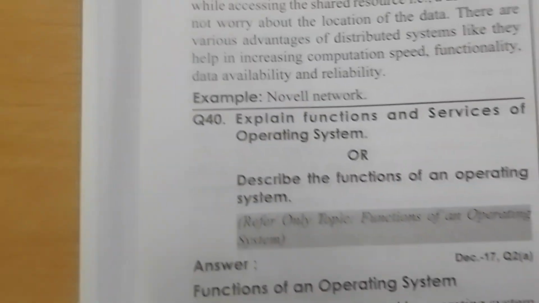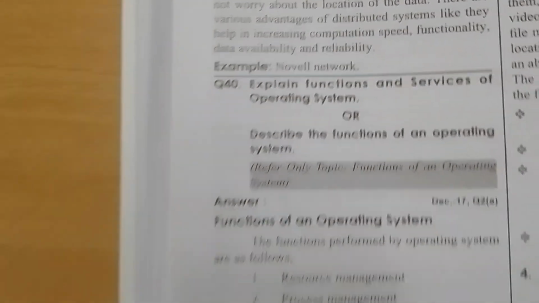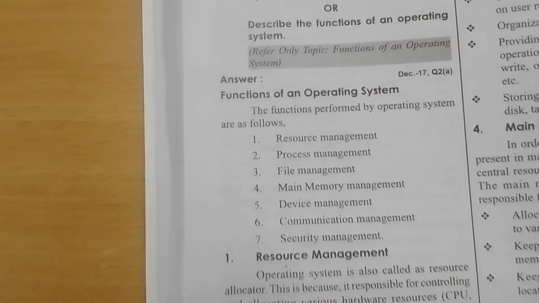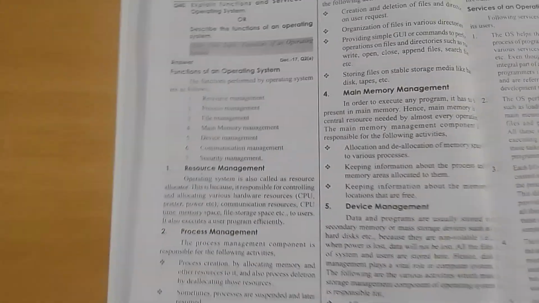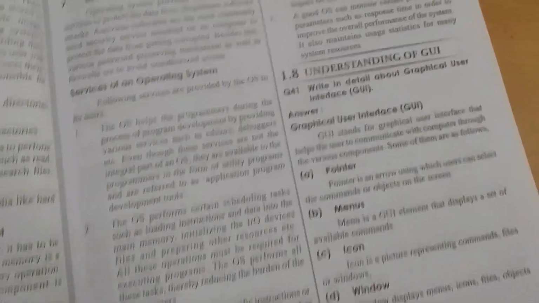Operating system is the most important. You will have to know the functions of operating system. At least you will have to write 6 to 7 functions of operating system when it comes as an essay answer. Now you can just overlook this concept, GUI.